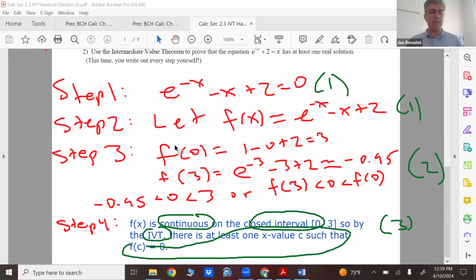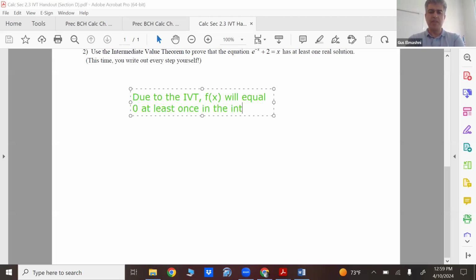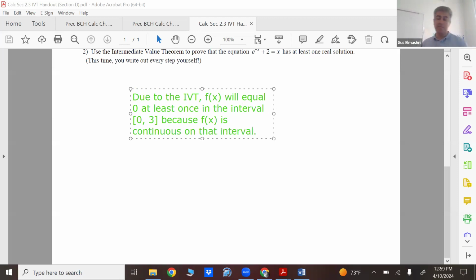Probably in the beginning. Yeah, in the beginning of that statement. Put it this way: some people will say this. So again, you could reverse it. Some people say, due to the IVT, f of x will equal 0 at least once in the interval 0 to 1 or 0 to 3, because some people say that. That would totally be a valid response on an AP exam.